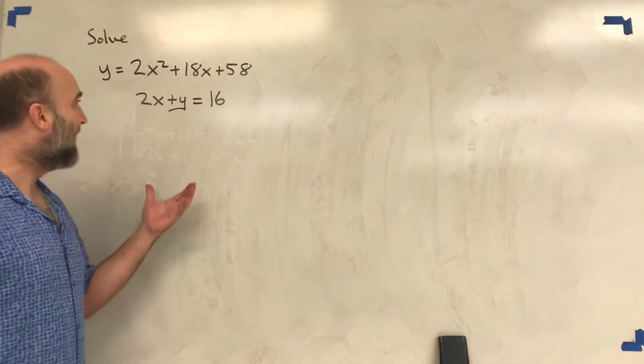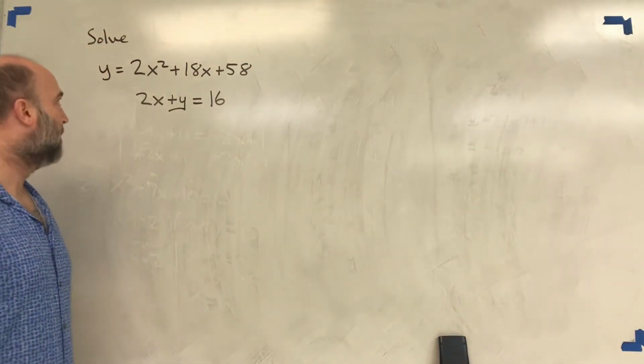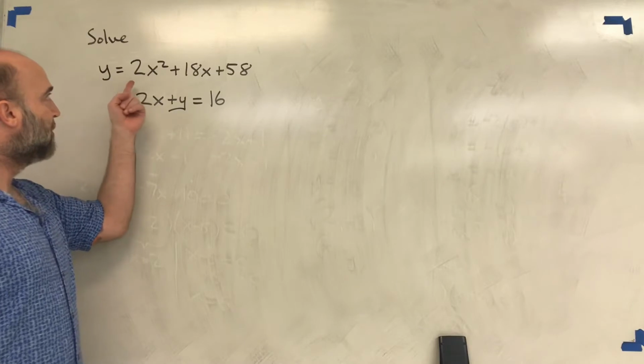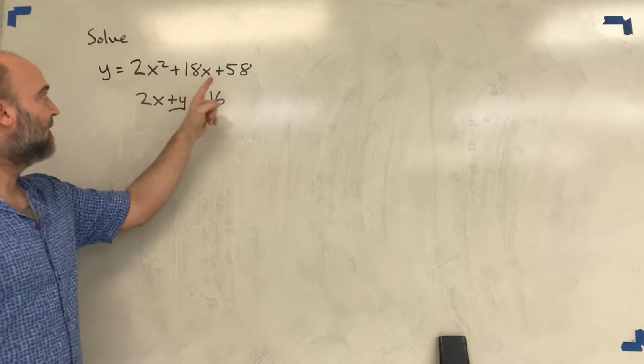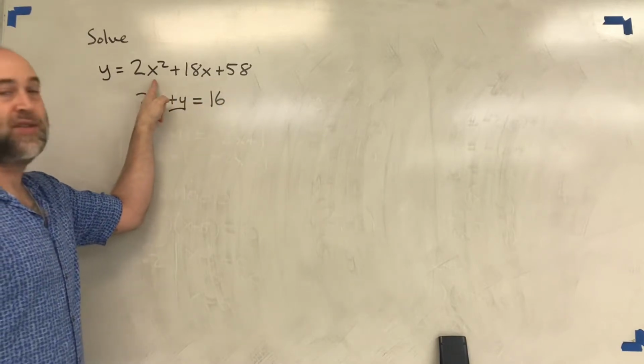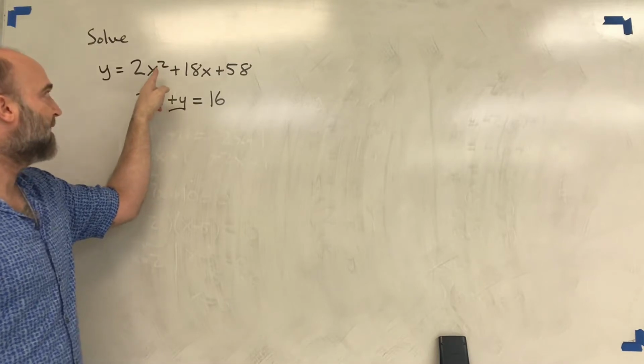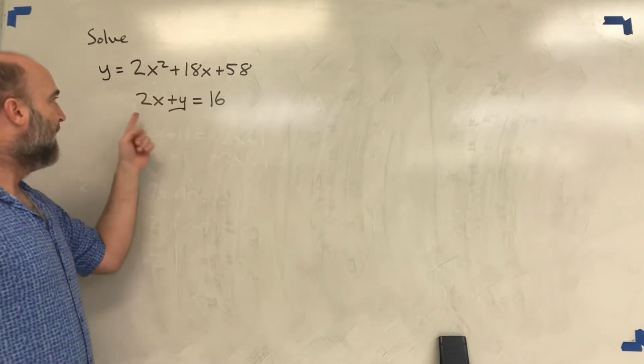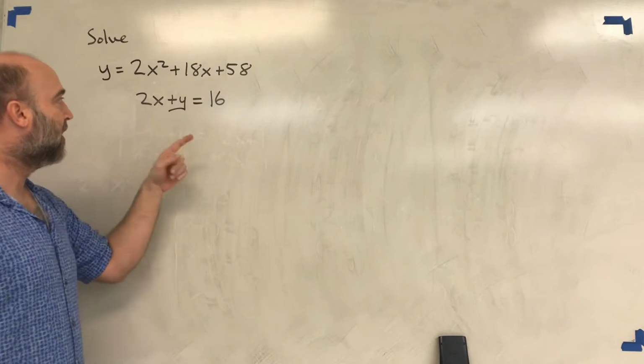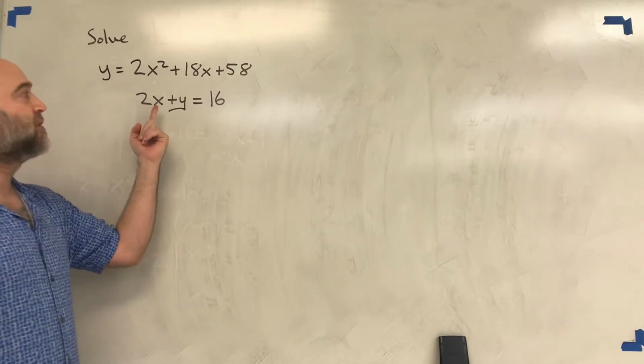We are solving a system of equations here. I have y equals 2x squared plus 18x plus 58. It's a quadratic because the degree is 2. The biggest exponent on x is 2. And then I have a linear equation here. The biggest exponent on x is 1.